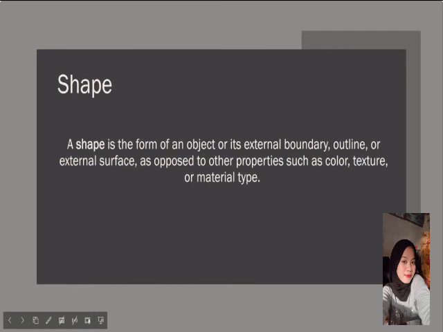And the last is shape. A shape is the form of an object or its external boundary, outline, or external surface, as opposed to other properties such as color, texture, or material type.